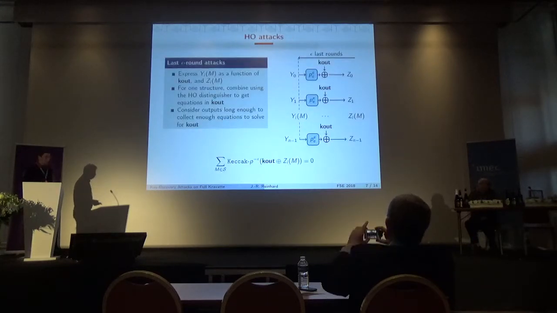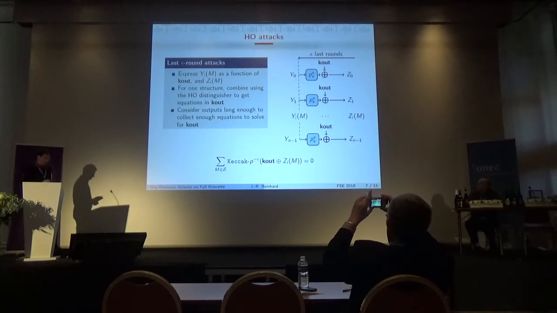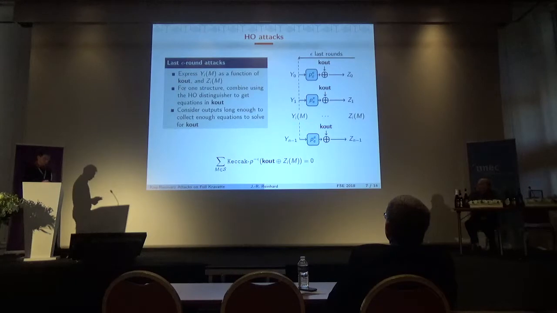So then you can use this distinguisher for key recovery attacks by performing last epsilon round attacks, where epsilon is the number of remaining rounds. The idea is to express the intermediate state values as a function of the outputs and the output key block, and combine these expressions using the higher order distinguisher in order to get equations on the K out block.